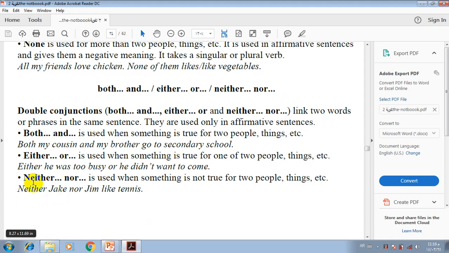Okay, but with neither nor, it's used when something is not true for 2 people or things. Like this example, neither Jake nor Jim likes tennis. The 2 persons don't like tennis in this example.